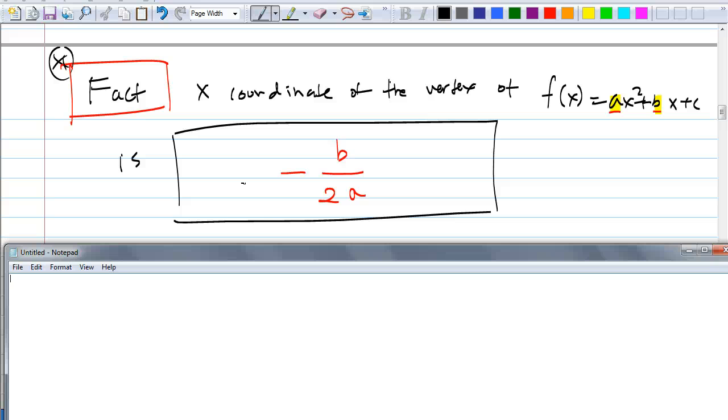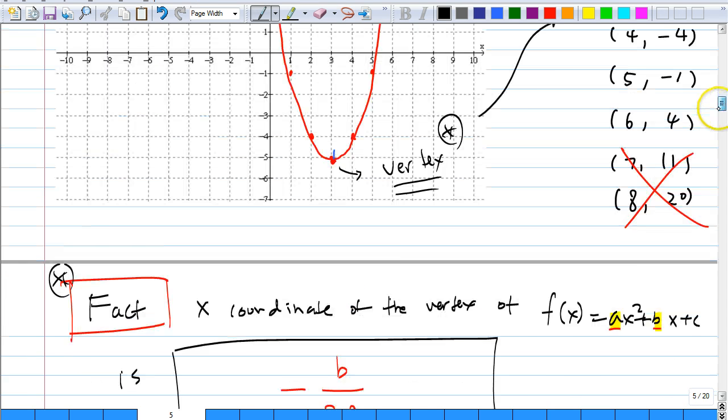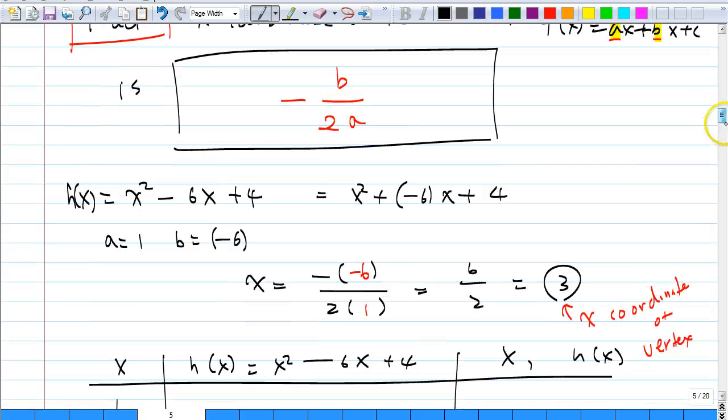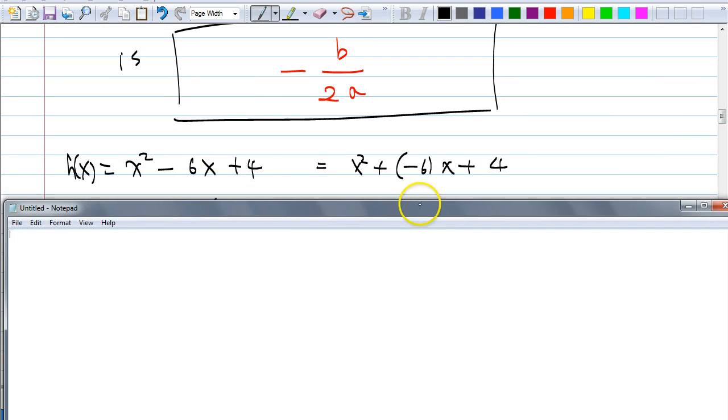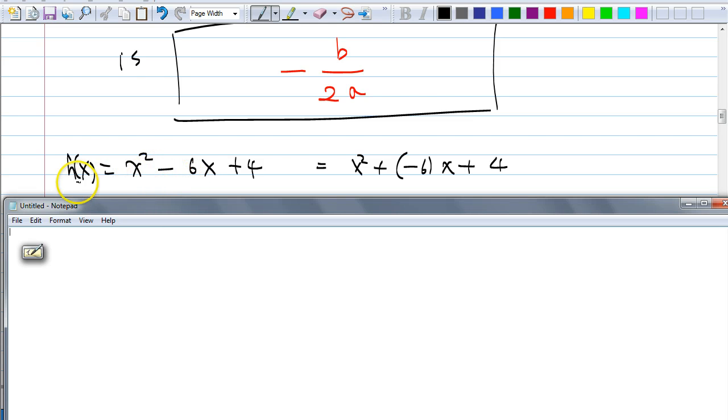So let's see whether or not this worked for our previous example. What was our x coordinate of the vertex again? It was 3, right? So let's plug it in. Our equation was h of x equals x squared minus 6x plus 4. What is your a in this case? By the way, it's best if you write it in addition, because you could see that your a is not x. Your a is the coefficient of the x squared. 1. What's your b?